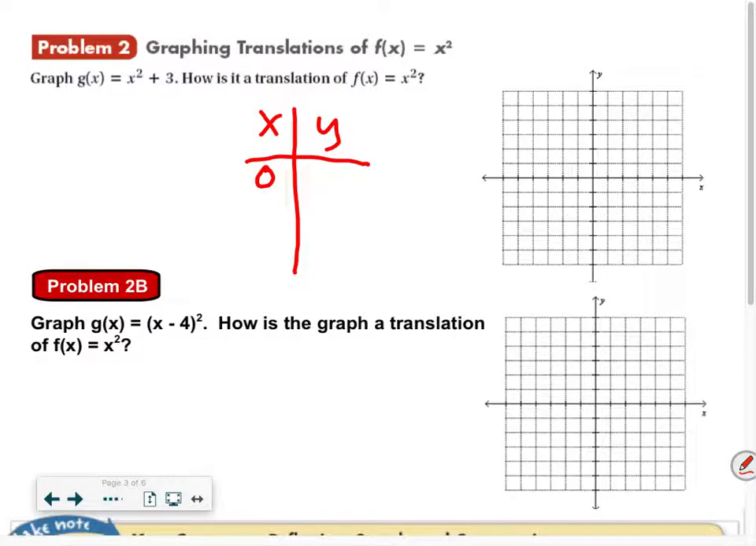I'm going to choose x of 0. If I put 0 into this equation right here, what do I get out? 3. So I plot the point at 0, 3, which means my axis of symmetry is still x equals 0.